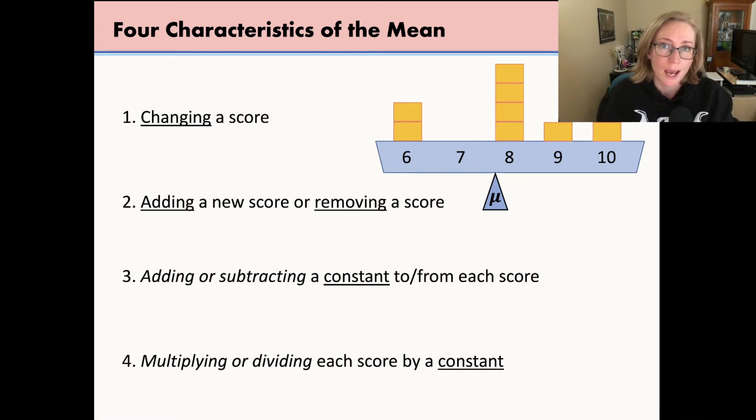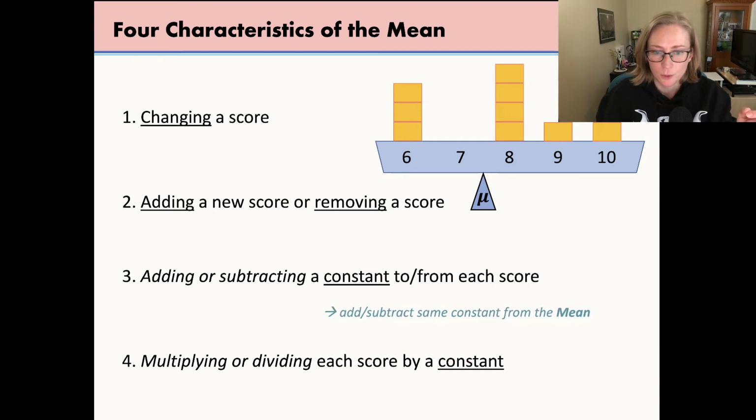Maybe we want to add a new score or remove a score. So let's say we add a number 6. Now we're going to have to adjust the mean again, right? The mean will adjust with every change that happens, either changing, adding, or subtracting scores. The mean will get adjusted.